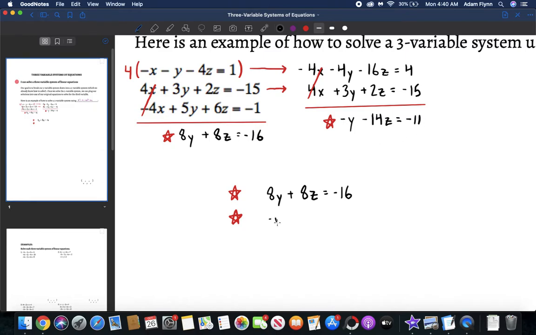And my bottom starred equation is this second one that I found. So I've got negative y minus 14z equals negative 11. Okay, so I am going to solve this two variable system, and I'm going to use elimination, and I will choose to eliminate my y. So I will scale this bottom equation by 8 in order to get a coefficient of negative 8 for my y value. So if I rewrite my equations over here, my top equation does not change.